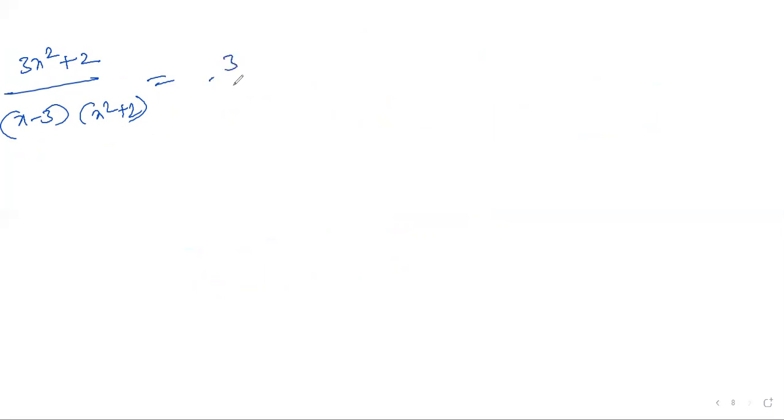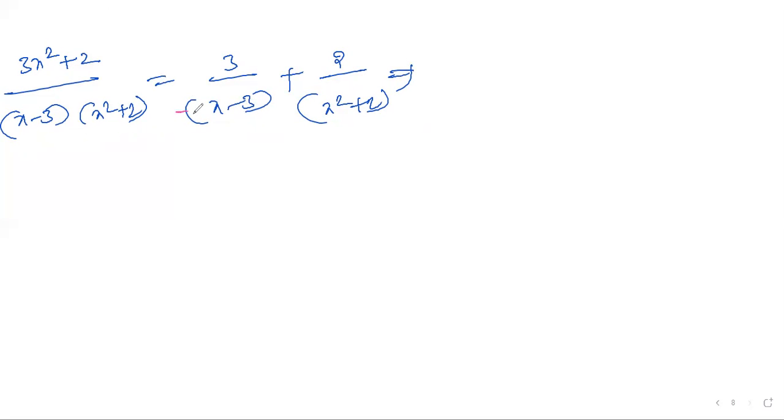3 by x minus 3 plus 2 by x square plus 2. This is a model you already know. Next, what I told you: every time we need to get the denominator as 1 minus x, but here it is not 1, it is some value.